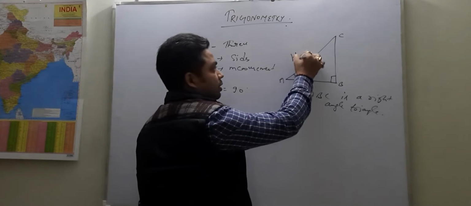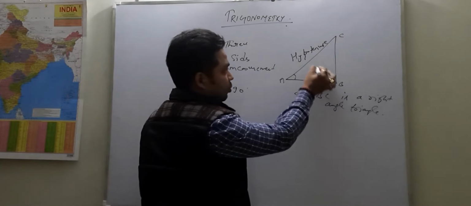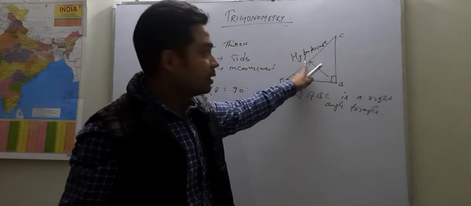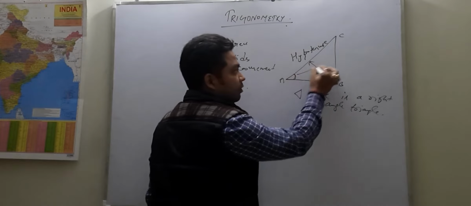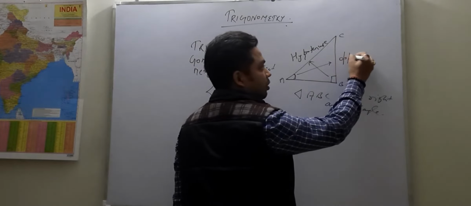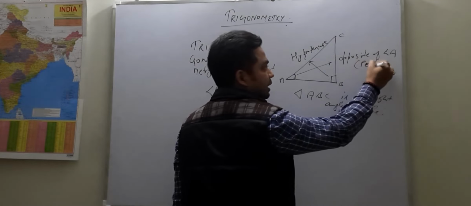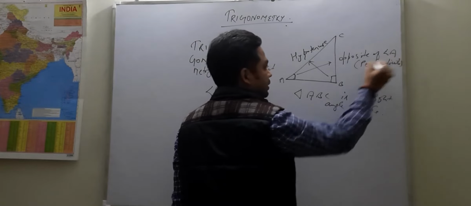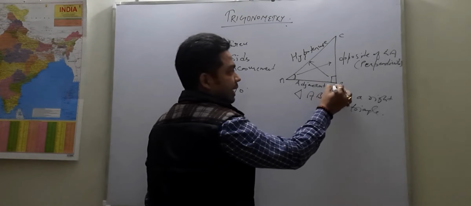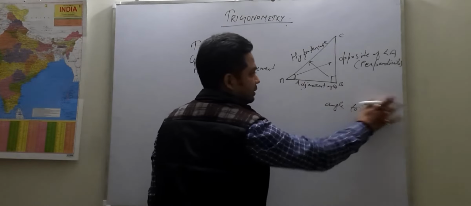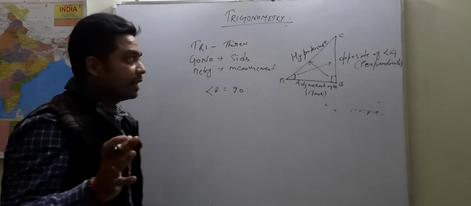This is called the hypotenuse, the opposite of 90 degrees. Since we are taking angle A, the opposite of angle A is called the opposite, or we can also call this the perpendicular, and this is known as the adjacent of angle A. We can say this is the base. Now we have to find the trigonometric ratios.